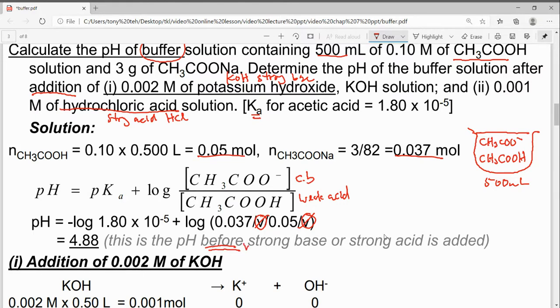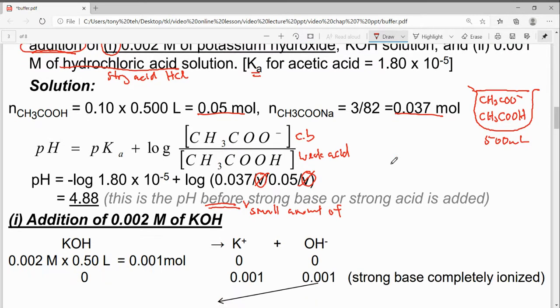Remember, a buffer solution only tolerates a small amount of strong acid or strong base. Now let's go to part 1, where we have addition of strong base. Strong base, we have 0.02.